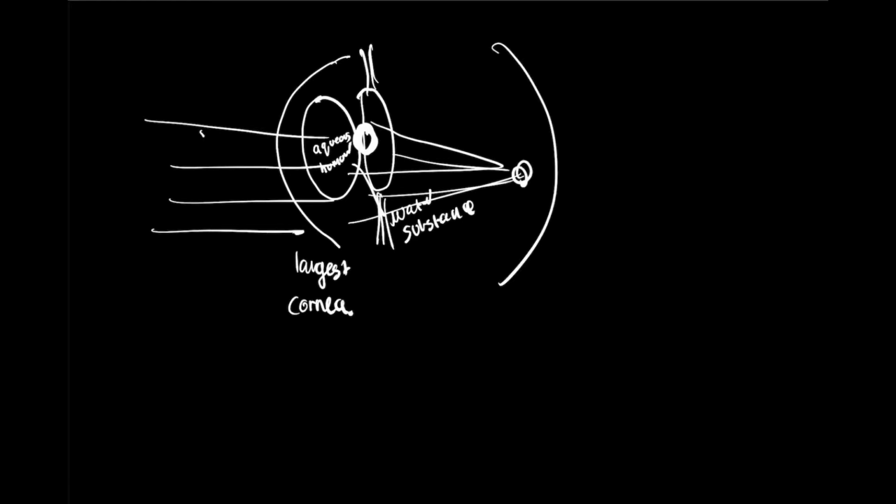Now this, like we talked about previously, is an example of a convex lens. So you may also get a question, what kind of lens is the eye? And it is a convex lens. It's important to understand that because we'll talk a little bit about how you can correct issues in vision later in this video.